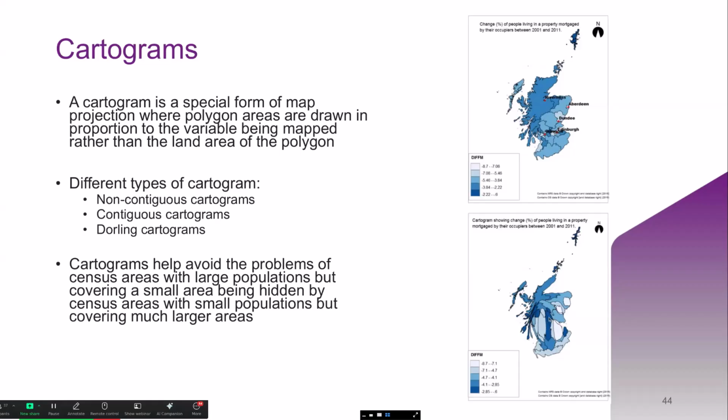The council areas stand out a lot better, as can be shown on the cartogram. And there are different types of cartogram. There's a non-contiguous cartogram, a contiguous cartogram, and what are called Dorling cartograms, named after Danny Dorling, who is a professor of geography and generated these early on. I say cartograms are a different way of visualizing census data. Again, at the end, I'm going to show how you can create a cartogram using QGIS.